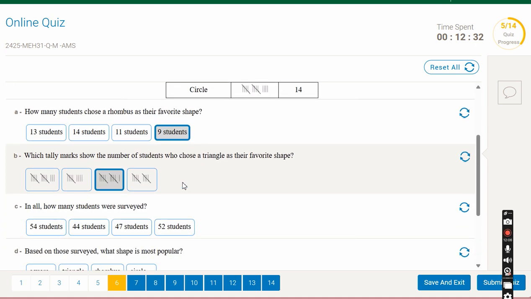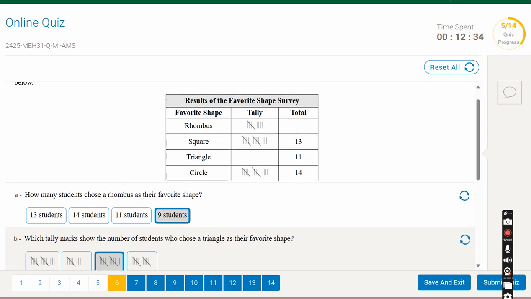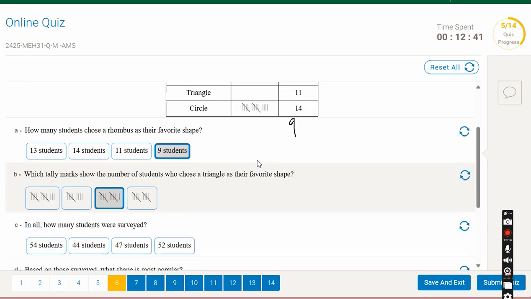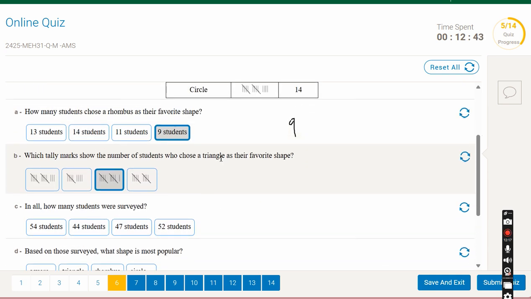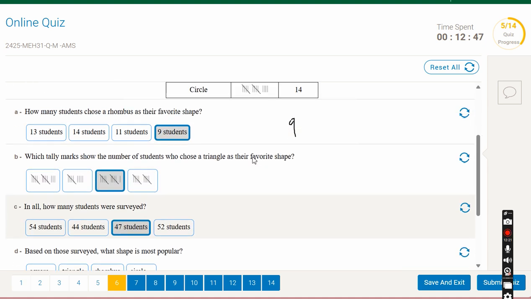So in all, how many students were surveyed? So you have to add all of them. Remember, this one was 9. 9 plus 13 plus 11 plus 14, right? You have to add them. What do you get here? You get 47 students. Okay, when you add them all together, you get 47 students.